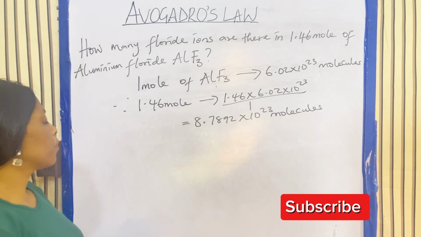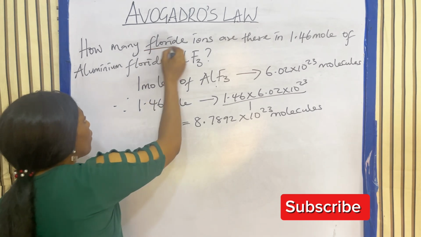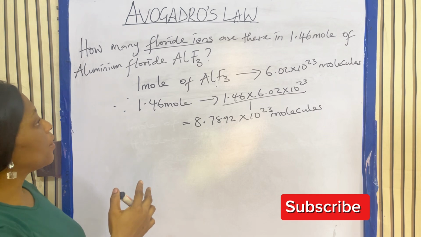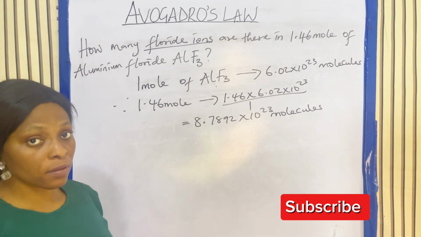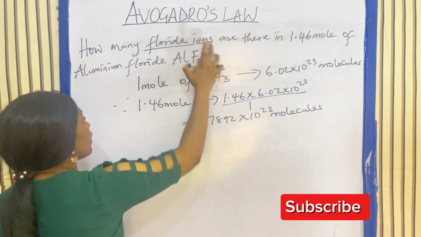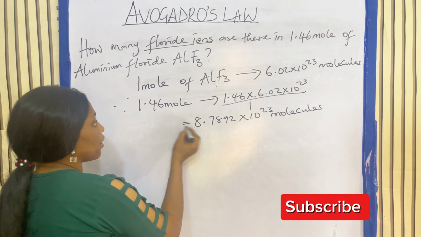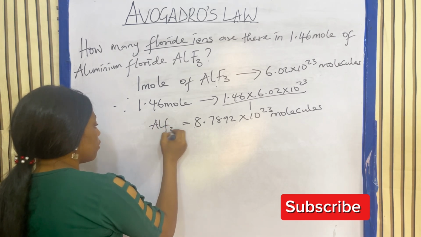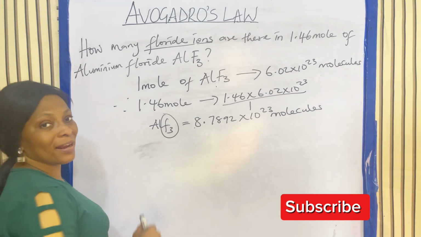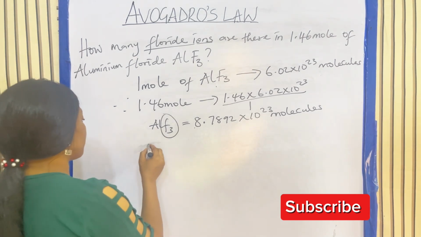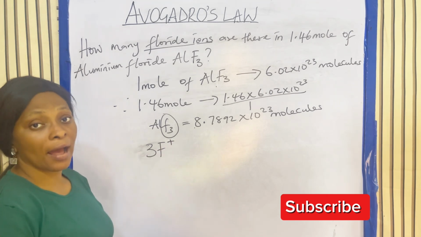Are we together? However, what you were asked in the question is how many fluoride ions? The question did not just ask you how many molecules are there in 1.46 moles. The question said how many fluoride ions. Are we together? What we got here is aluminium fluoride, so right now we'll be looking at fluoride ion. Fluoride here has how many atoms? It has 3 atoms. So 3 atoms is equivalent to 3 ions.